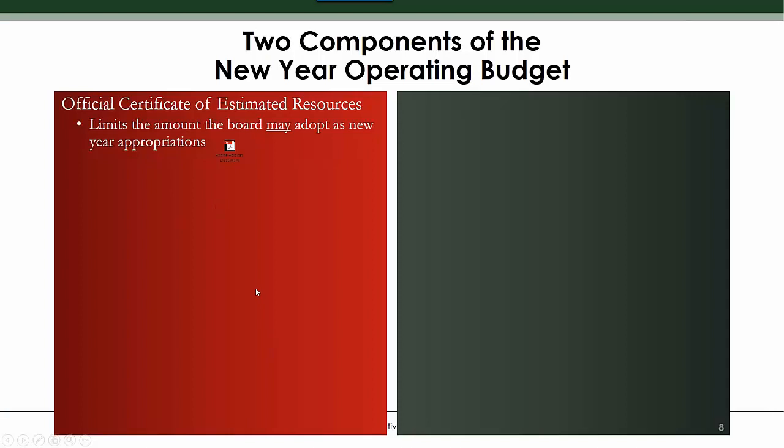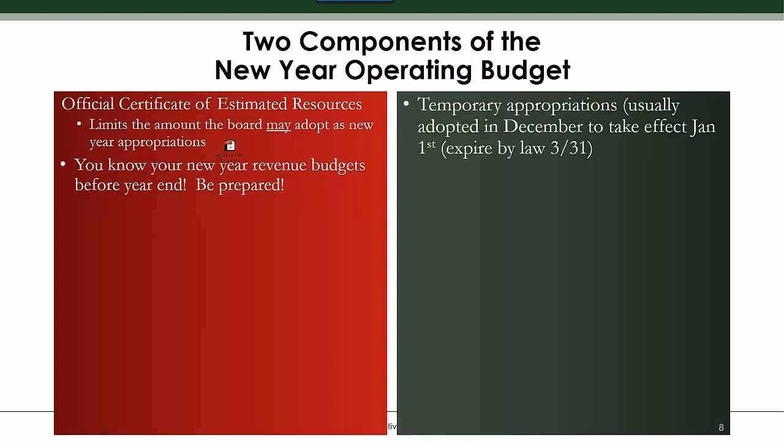It happens months before the end of year that you are limited by what you can appropriate. So you know them long before year end. If you look ahead of time, you'll be ready. Now, what happens then to the other side of the 2 components? The other side is appropriations, and usually the first item in the new year for appropriations is a board-adopted temporary appropriations. So they're adopted usually in December to take effect January 1st.